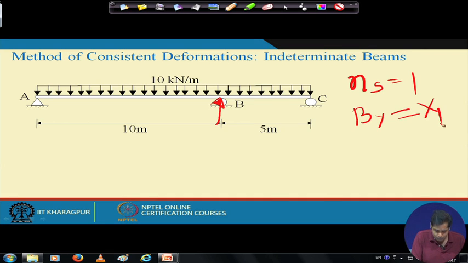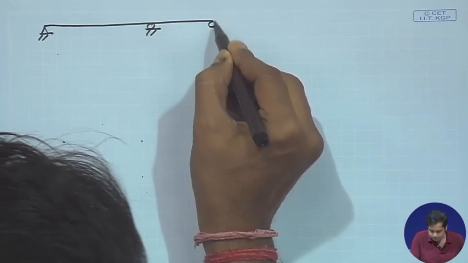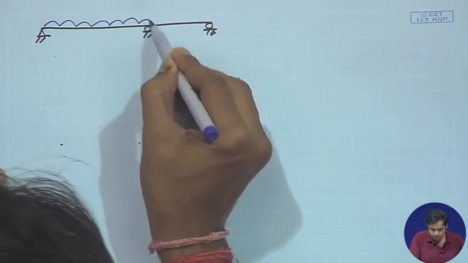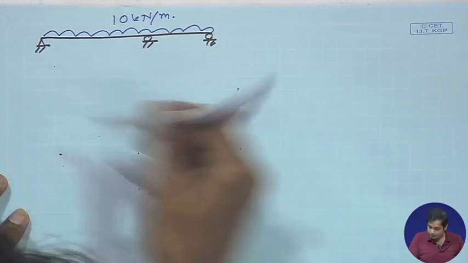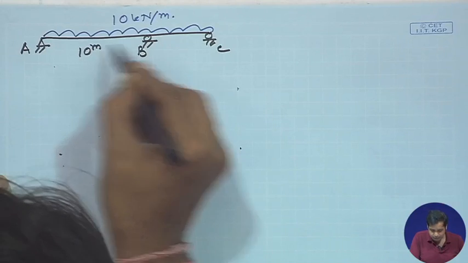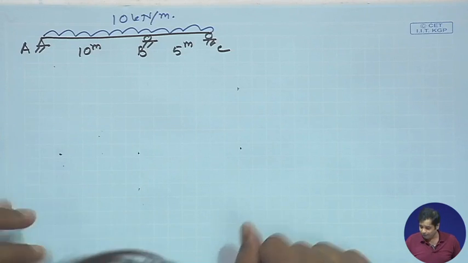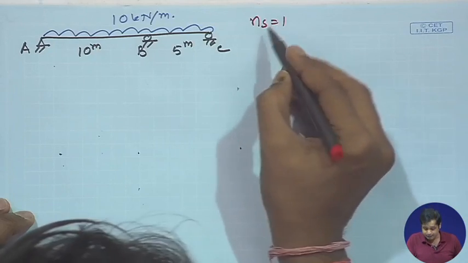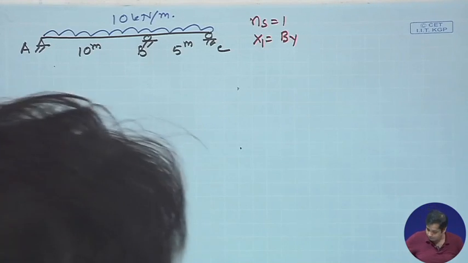The problem we have in hand is this, which is subjected to a uniformly distributed load of 10 kilonewton per meter. This is A, B, C, this span is 10 meter and this is 5 meter. Now, we have already done step 2. We identified the redundant force, Ns is equal to 1, and x1 is By, that is the redundant force. We have just one redundant force.